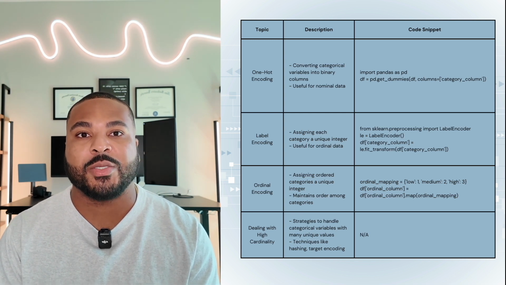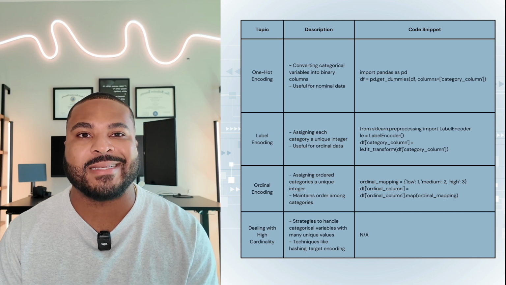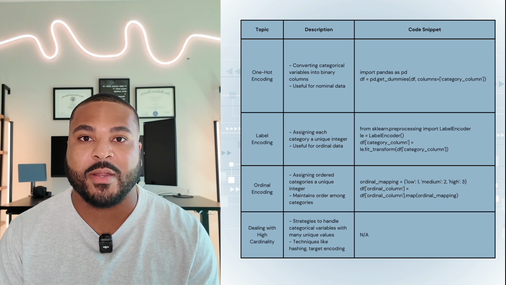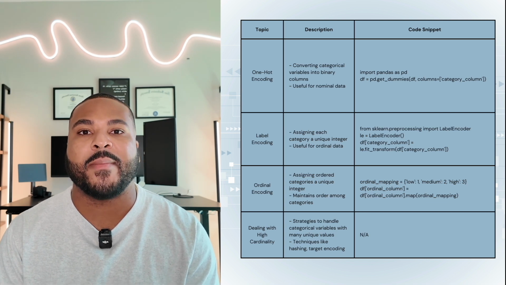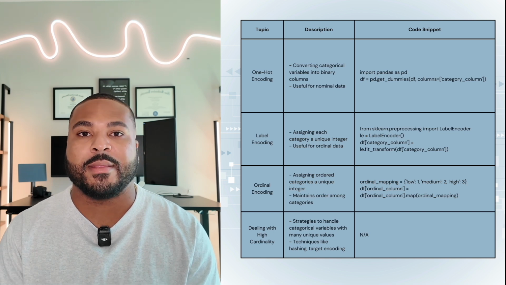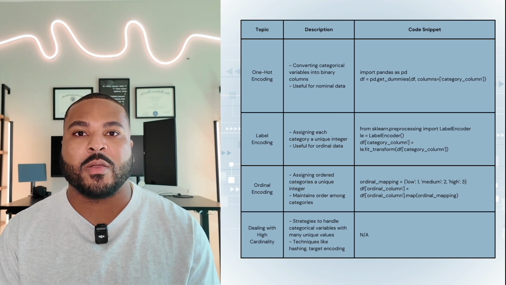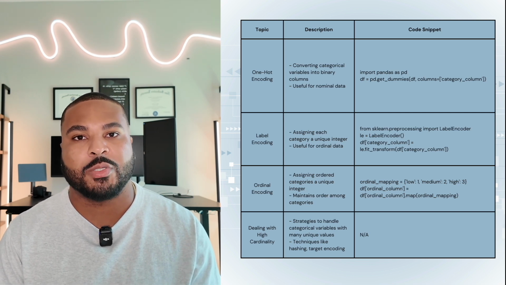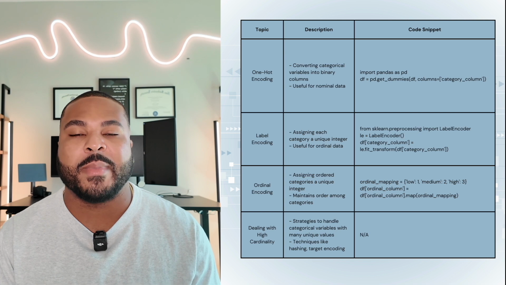Ordinal encoding is used when the categorical variable has a natural order. So unlike label encoding, the order of the categories is preserved by mapping each category to a specific integer that reflects its order. In this code snippet example, the categories low, medium, and high are mapped to 1, 2, and 3, respectively, maintaining their order.